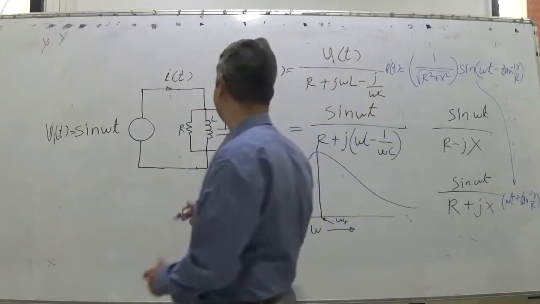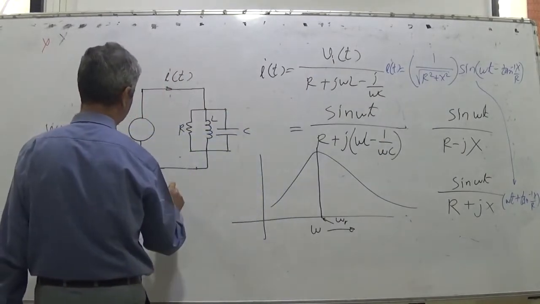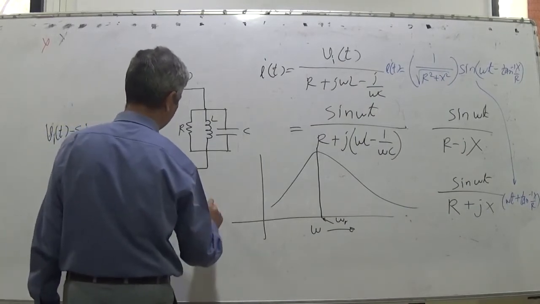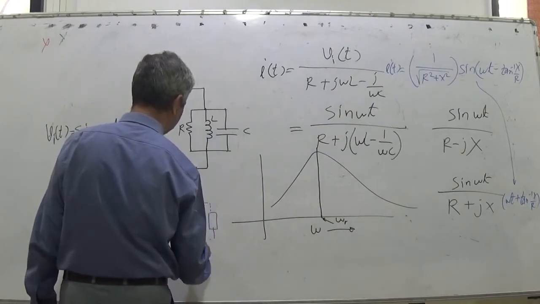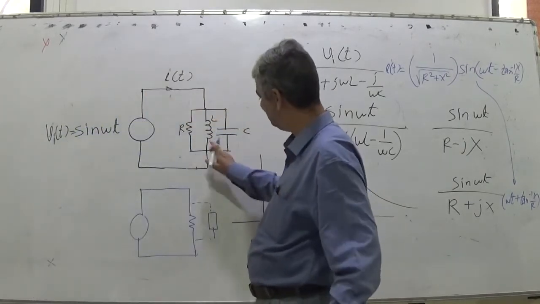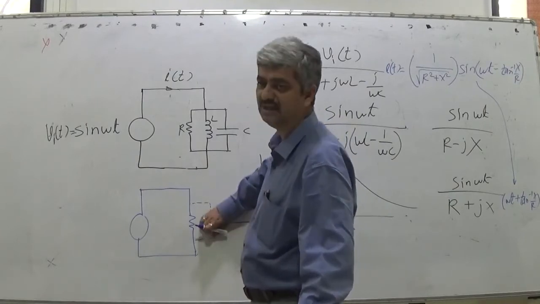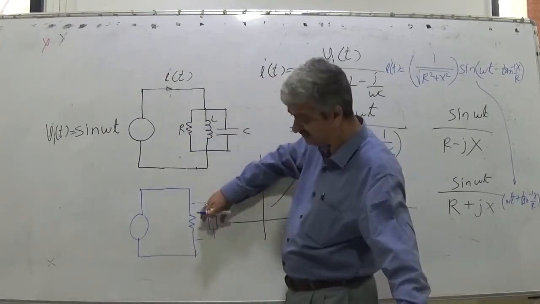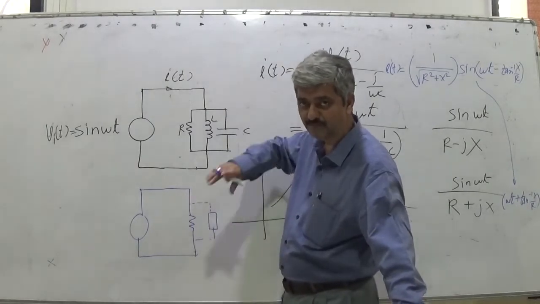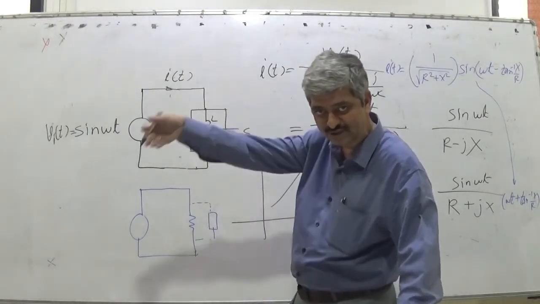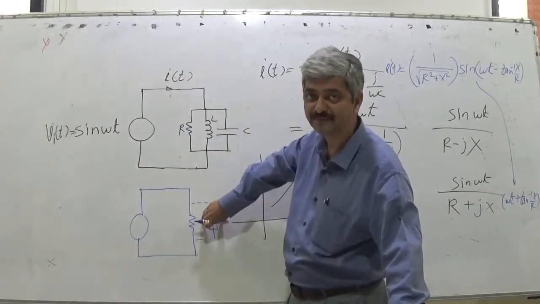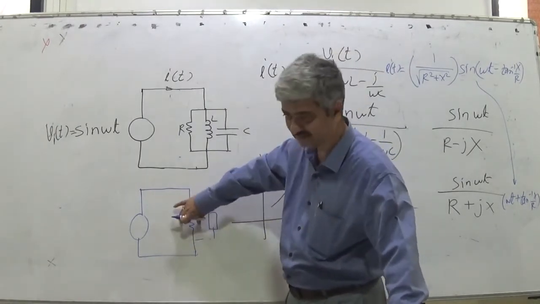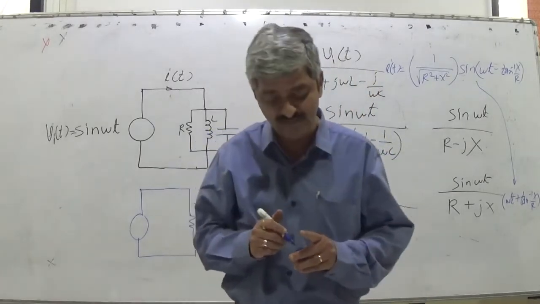So at resonance, it is simply this circuit, and at other than resonance, there is the net impedance Z of L and C. At resonance, this is infinite, so it is only R. Below resonance or above resonance, this would be some impedance, so their parallel combination would be less than R. So current is minimum at resonance.